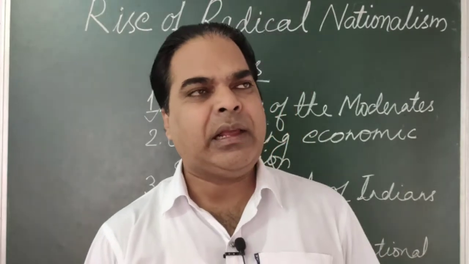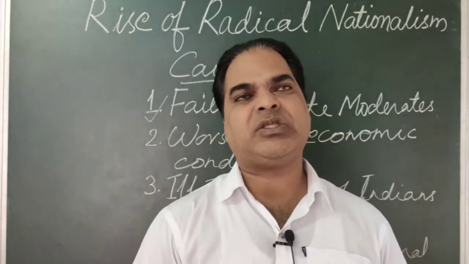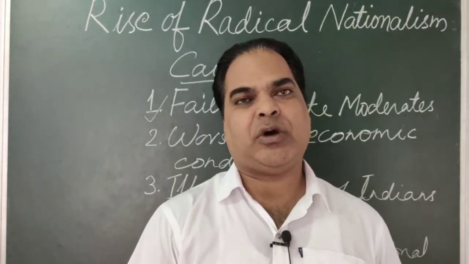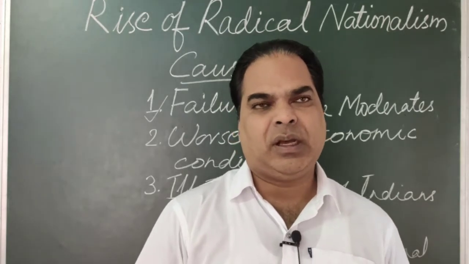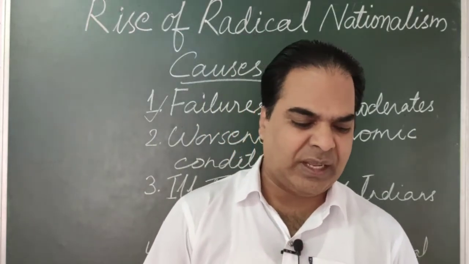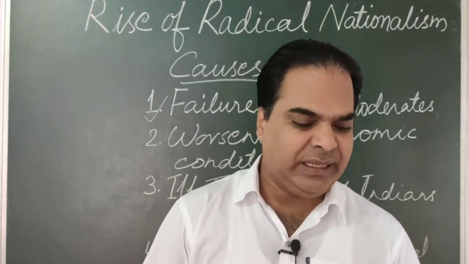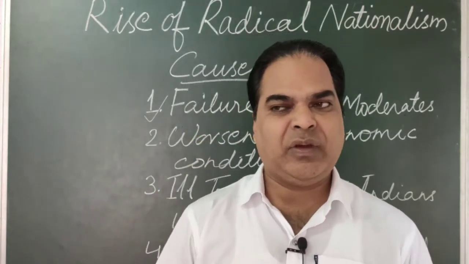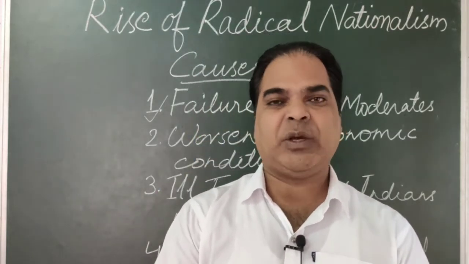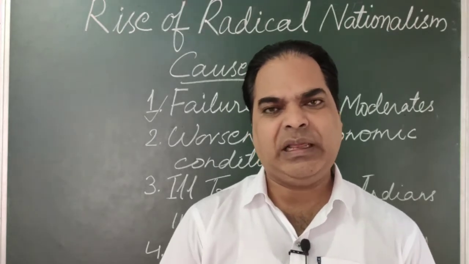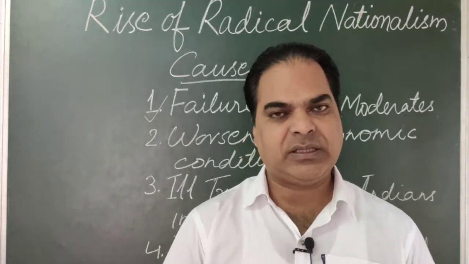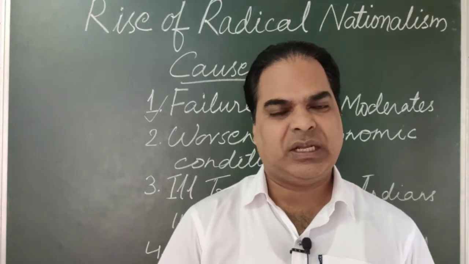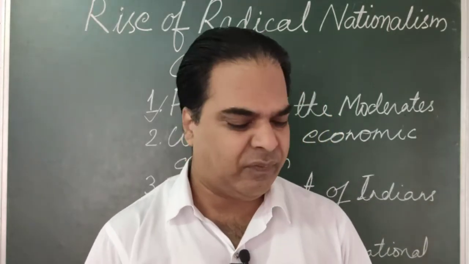Accordingly, the radicals felt that the moderates' means to achieve their objectives were not at all successful. They had been pleading, sending petitions, sending memorandums to the British government, but no result had been confirmed. That is why they felt that the moderates had completely failed. And in 1905, when there was a declaration of the partition of Bengal, the moderates were very lenient and not ready to follow any aggressive measures against the Britishers. That is why the radicals felt that the moderates definitely were not going to stop the partition of Bengal.